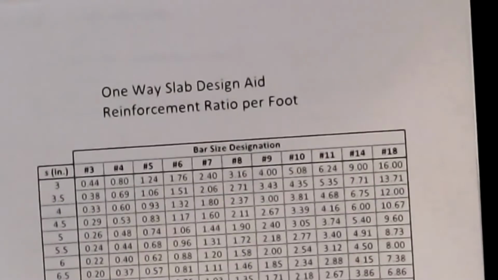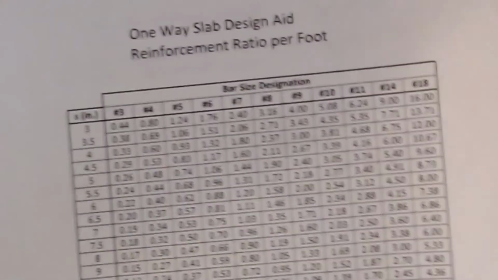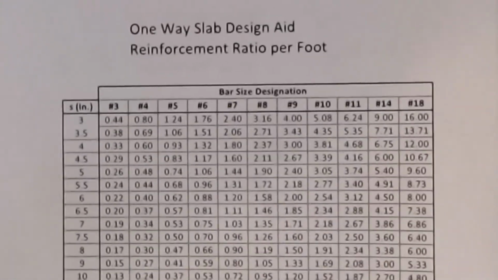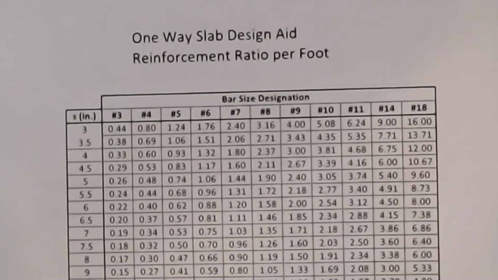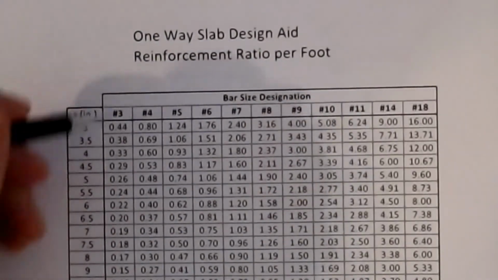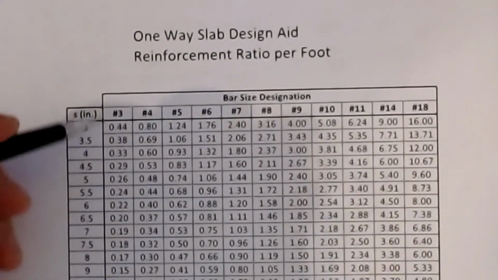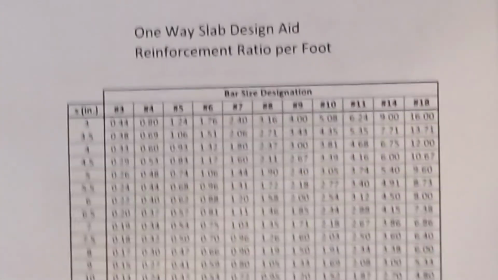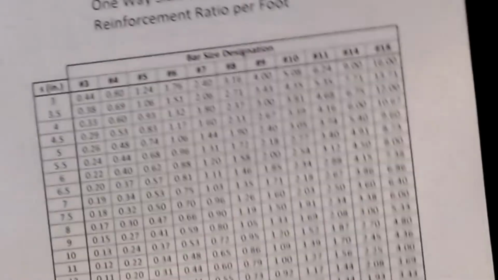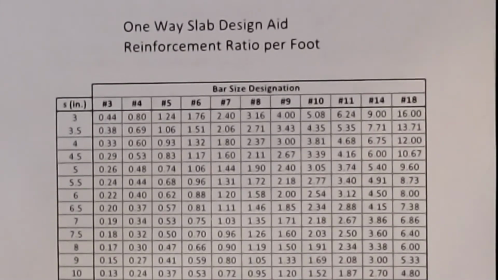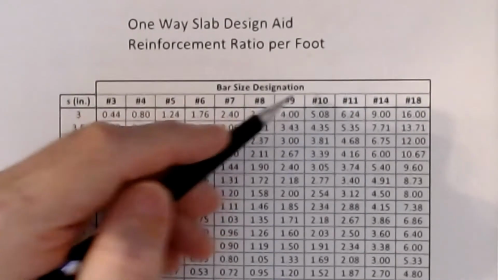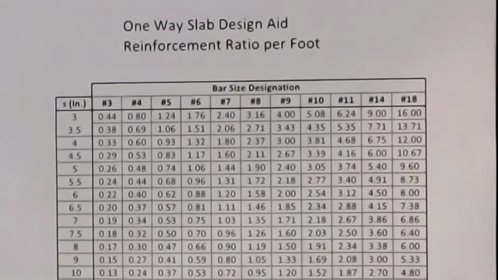Okay, now what I've got here is a design aid, and this will be included in the packet that you download. I whipped this up on Excel pretty quickly because one of the things that we want to be able to do is quickly determine, if I can do my rho calculations, turning that into a bar size at a particular spacing becomes a little bit more difficult. So what I've created here is a one-way slab design aid for a reinforcement ratio per foot. And that per foot is important because we've assumed a 12-inch wide section in our analysis.